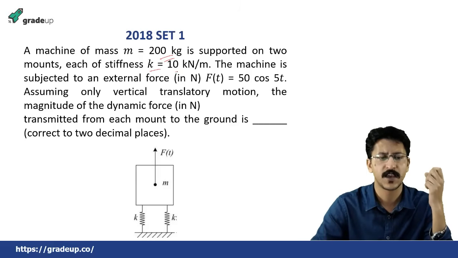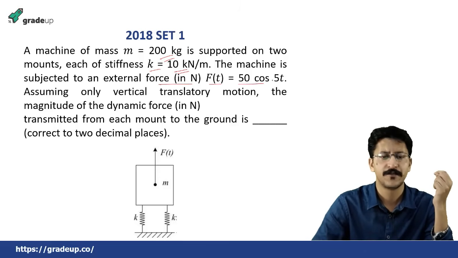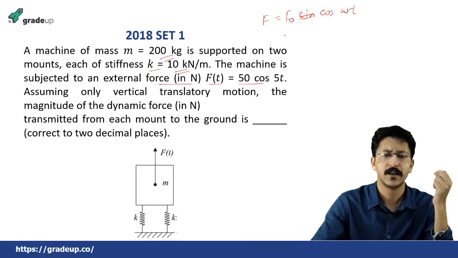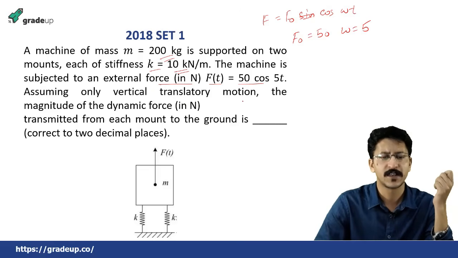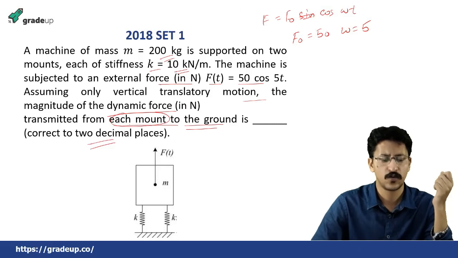Next question, 2018 set 1. A machine of mass m 200 kg is supported on two mounts, each of stiffness k equal to 10 kilonewton per meter. The machine is subjected to an external force in Newton, 50 sin 5t. We know that F is equal to F0 sine omega t, or cos omega t can be written. So in this case, F0 equal to 50 and omega equal to 5. Assuming only vertical translatory motion, the magnitude of the dynamic force in Newton transmitted from each mount, please note this point, each mount to the ground is correct to 2 decimal places.